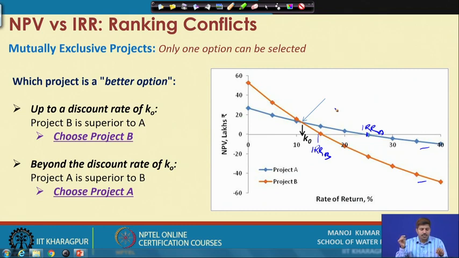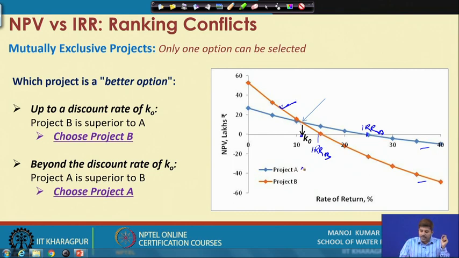If my desired discount rate or my desired rate of return is up to K0, up to this rate of return I am happy with, then my project B is giving me higher NPV as compared to project A, and I should choose project B.